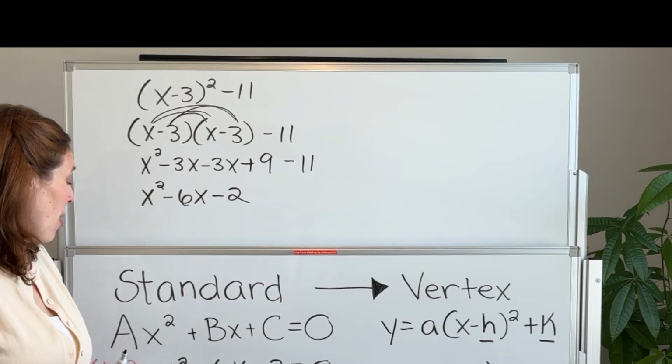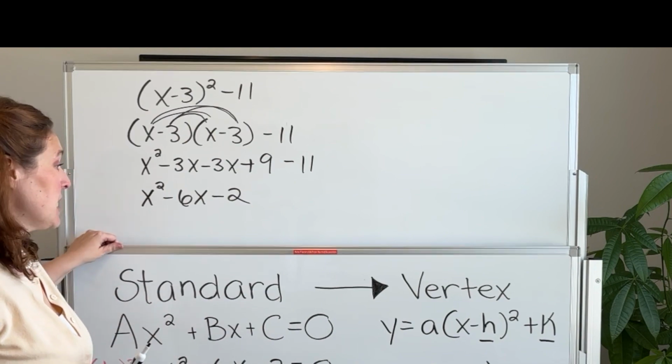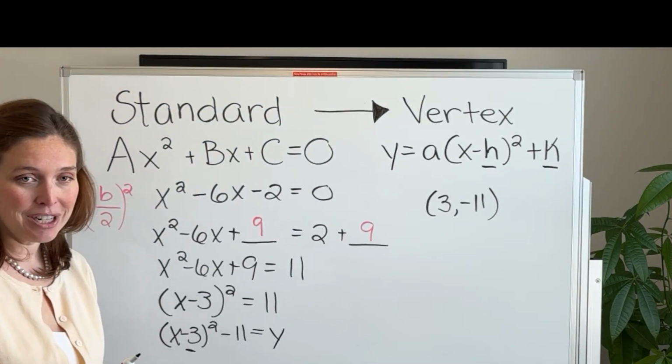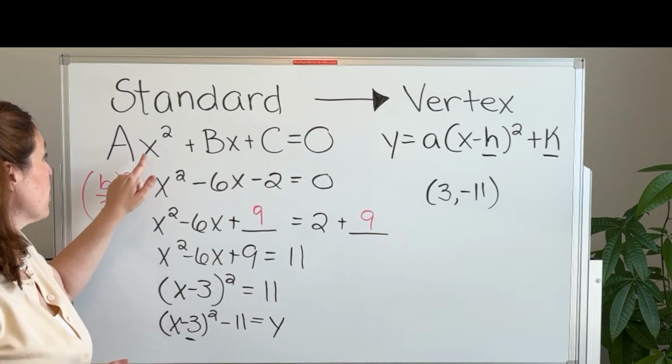Now you have an idea on how to convert from standard form to vertex form, given that the coefficient for x squared is 1.